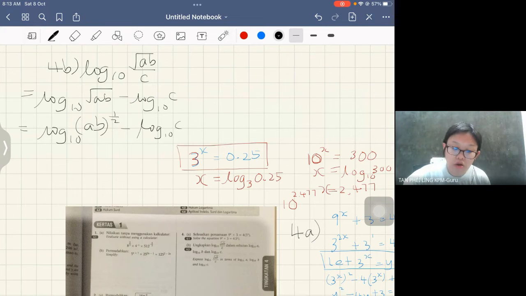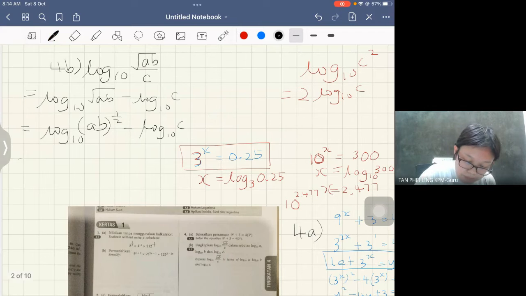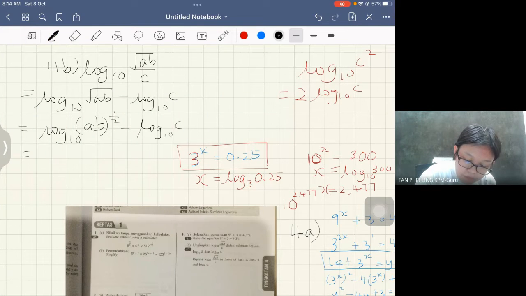Another law of logarithm is that if you have the power in front, let me use red color. Let's say I have log C power 2. Then my 2 can come to the front for log base 10 C. So the power can bring to the front to multiply. Same thing, your 2 also can go back. But remember this one is AB power half, right? So you will need to put the half to the front.